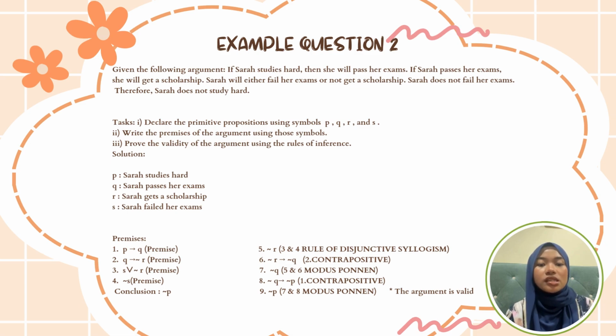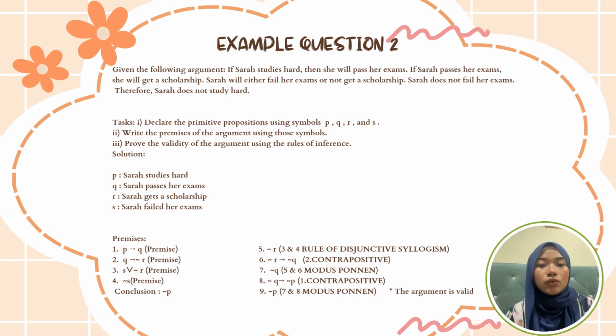P is Sarah studies hard. Q is Sarah passes her exams. R is Sarah gets a scholarship. S is Sarah fails her exams. So for task 2, there are 4 premises. The first one is P implies Q. The second one is Q implies negation R. The third one is S or negation R, and the fourth one is negation S. And the conclusion is negation P.